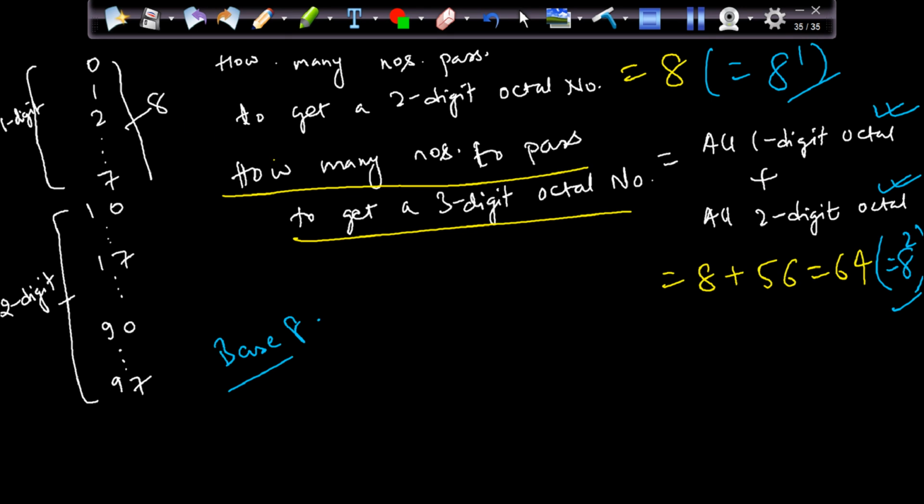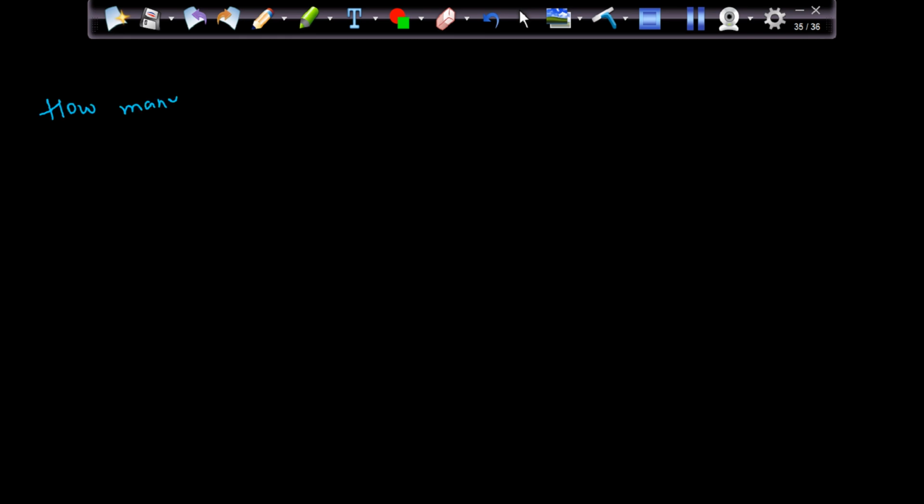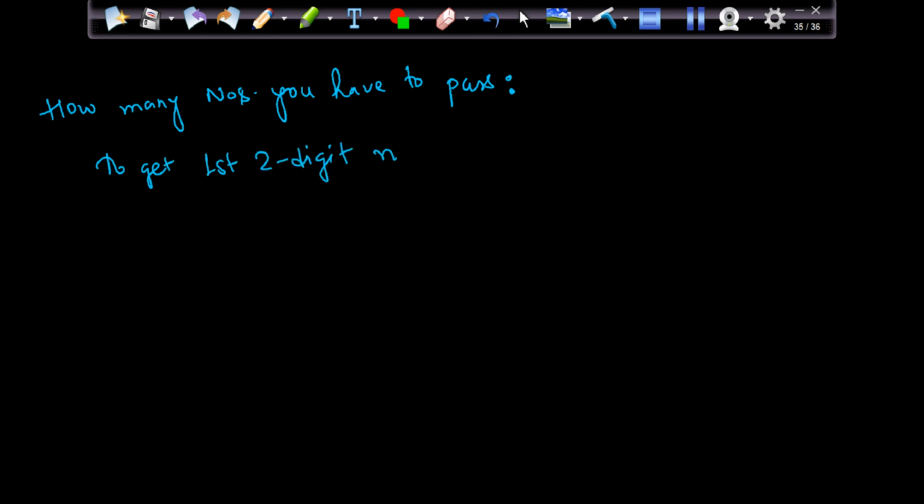Similarly, in case of octal, the base is 8, and how many numbers do we have to pass to get to a first two-digit octal number? It is 8 to the power 1. How many numbers to get to a first three-digit octal number? This is 8 to the power 2. So how many numbers do you have to pass to get to the first two-digit number in base B? It is B to the power 1.